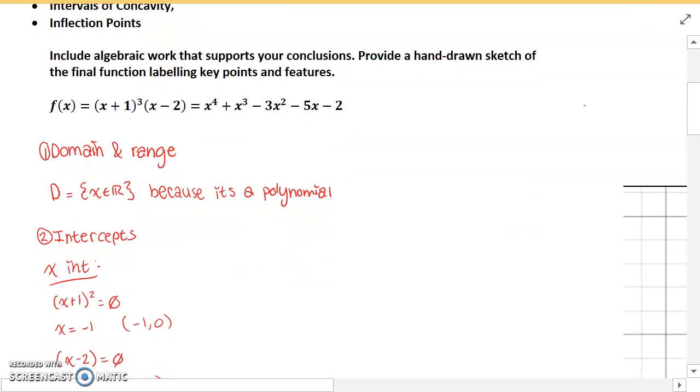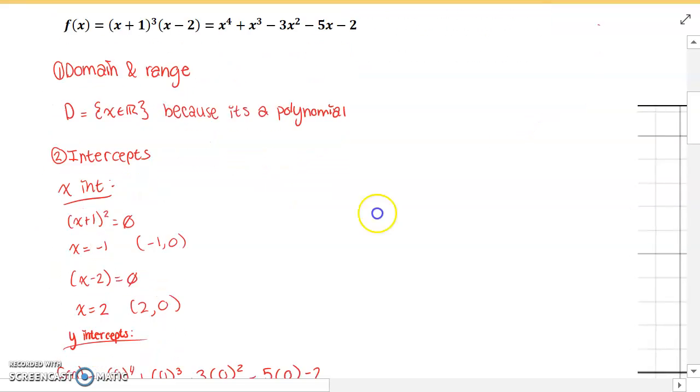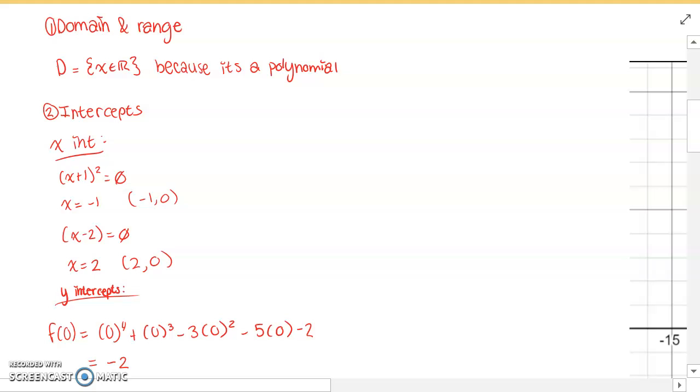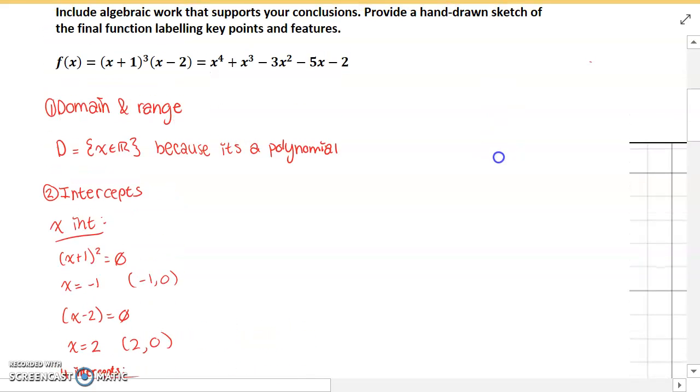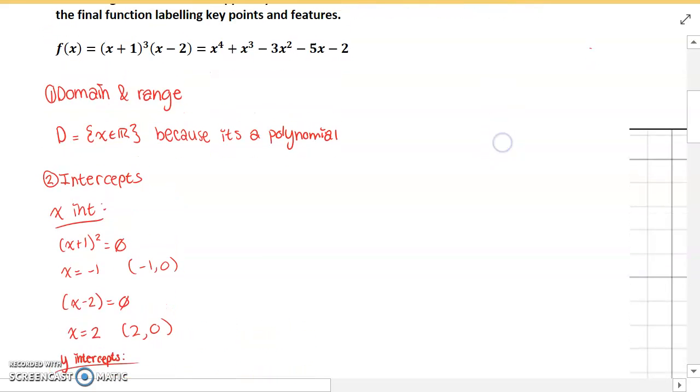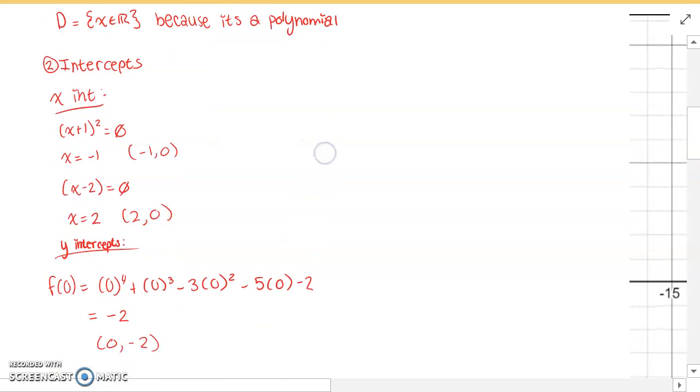So I decided to start off by determining the domain and range. So the domain would be x is equal to any real number because the function I was given is a polynomial. And next I decided to go on to the intercepts. So to solve for the x-intercept, I decided to use the factored form of the function, which is (x plus 1) cubed times (x minus 2), because I thought that would be easiest for solving for intercepts.